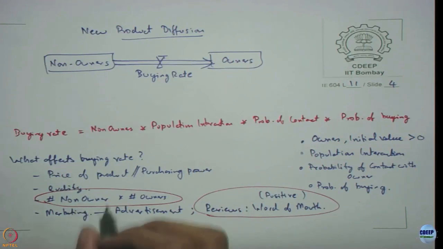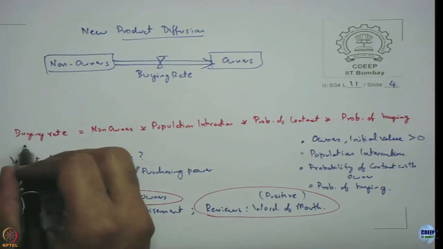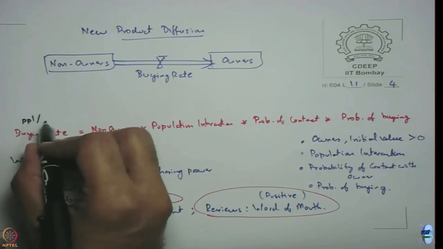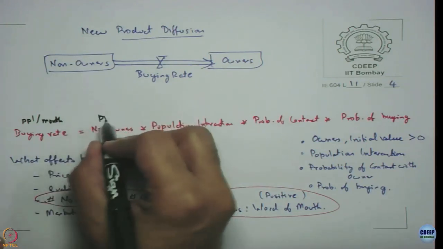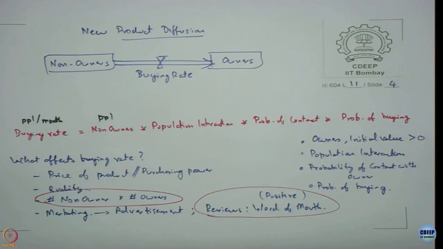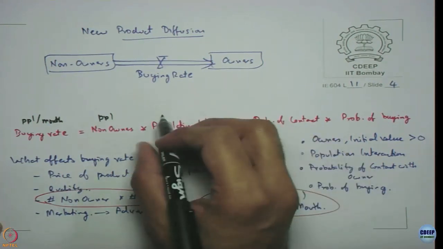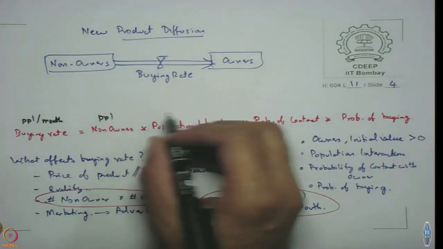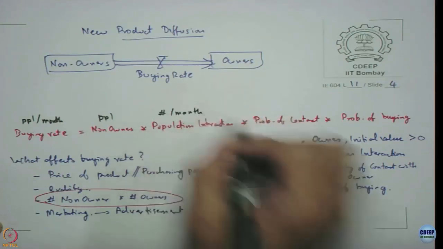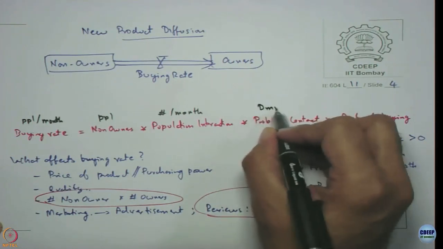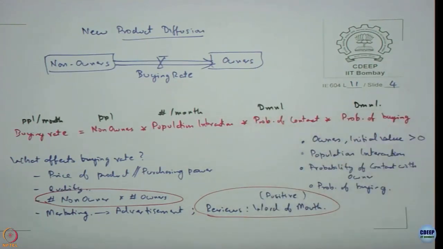Let us write out the units here. So we assume you already know the product, okay. The buying rate is the number of people who are buying the product per time unit, so buying rate can be people per month, say. The number of non-owners is in people, I'm just using PPL for people. The population interaction is number per month. Probabilities are dimensionless.